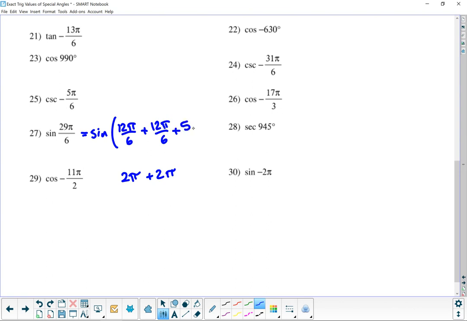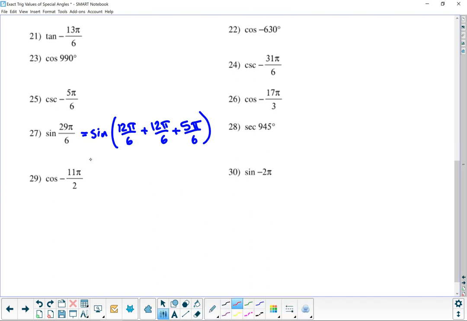with adding another 5. So it's actually 2 pi plus 2 pi plus 5 pi over 6. And really we're just after this 5 pi over 6. So sine of 29 pi over 6 is the same as sine of 12 pi over 6 plus 12 pi over 6 plus 5 pi over 6.